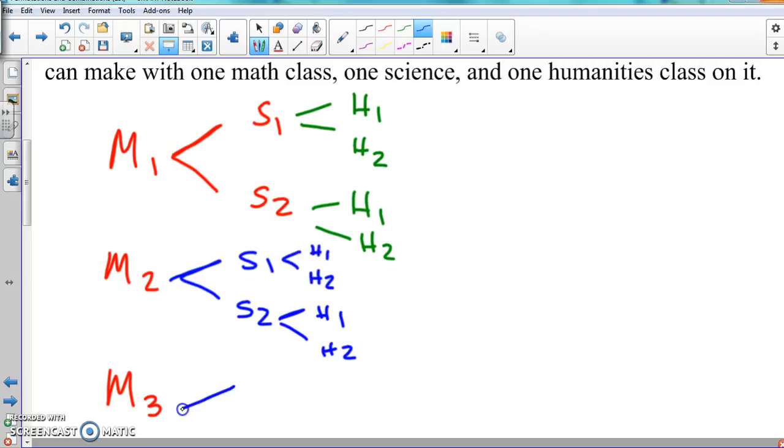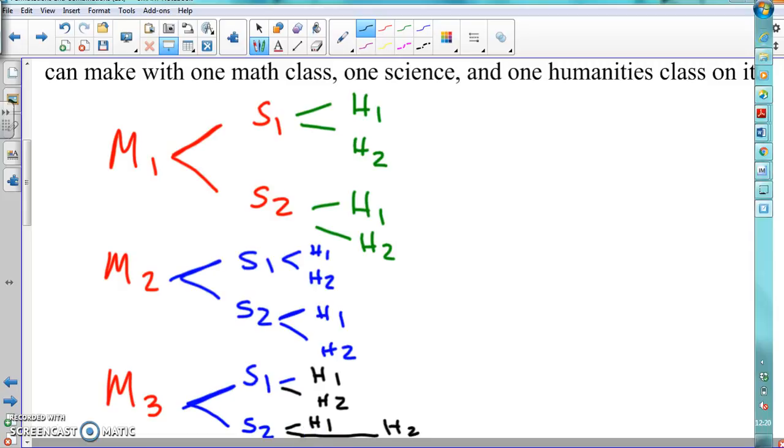And then for math 3, again, you have 2 science classes, 1 and 2. And you can have 2 humanities. Let's change that to here. You have humanities 1 or humanities 2 for science 1, and humanities 1 or humanities 2 for science 2. Now, because I'm out of space, let's do it over here.